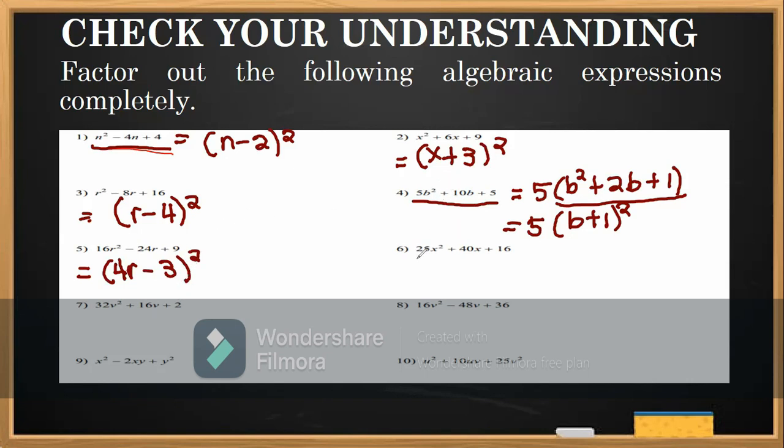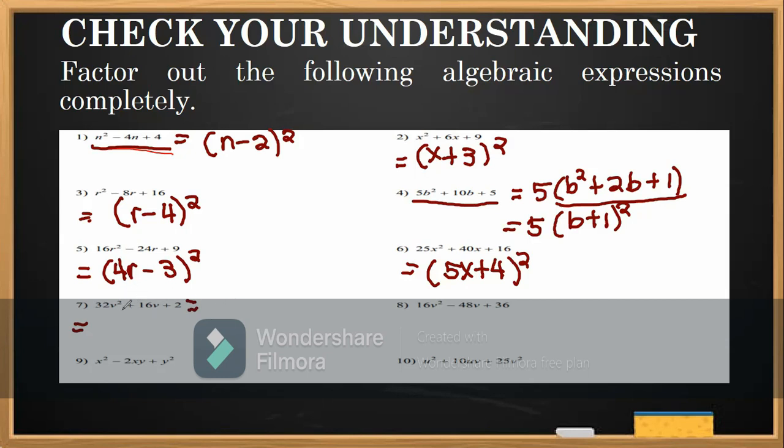For number 6, the algebraic expression given is 25x squared plus 40x plus 16. So this is equal to 5x plus 4 squared. Number 7, 32b squared plus 16b plus 2. This one, we cannot factor directly using perfect square trinomials. So instead, like in our item number 4, we're going to factor using the greatest common factor.